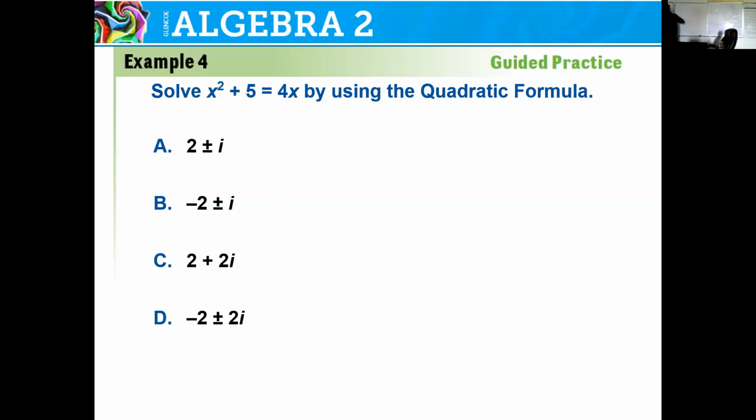All right, so we get x squared minus 4x plus 5, set it equal to 0. Okay, because I had to subtract 4x from both sides.